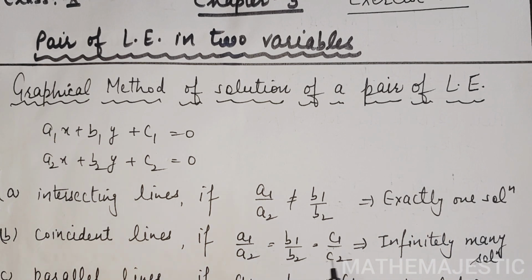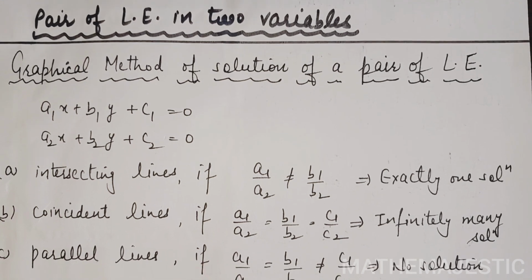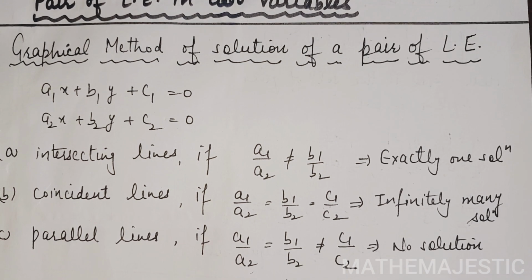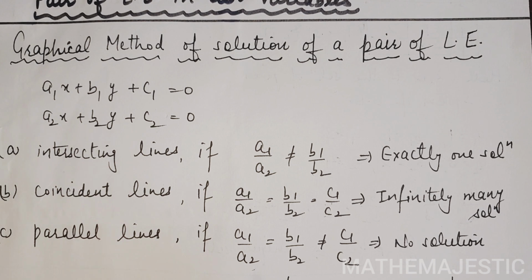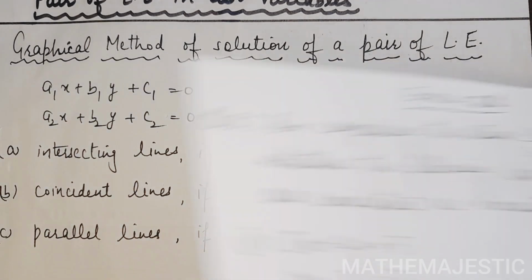And if all three ratios, a1 by a2, b1 by b2 and c1 by c2, are equal, then the lines will be coincident lines and they will have infinitely many solutions. And if the first two ratios are equal but not equal to the third one, the lines of the graph will be parallel lines and they will have no solution, as parallel lines never intersect each other. So now we will do question number 3 of the exercise 3.1.